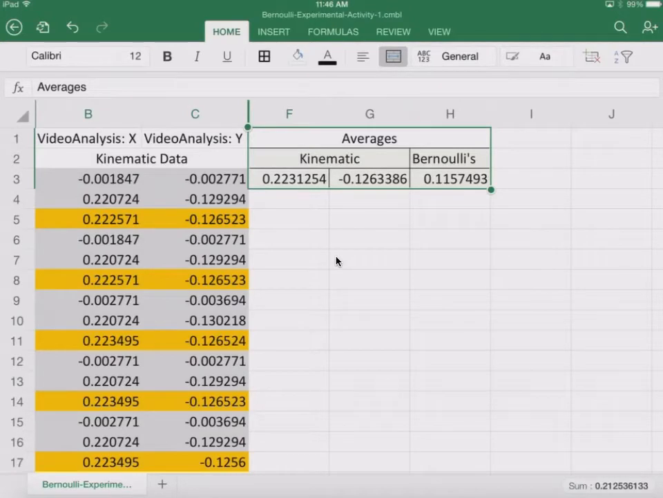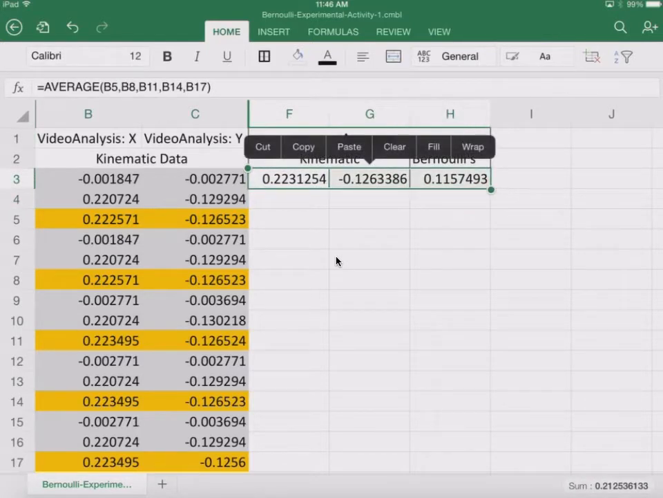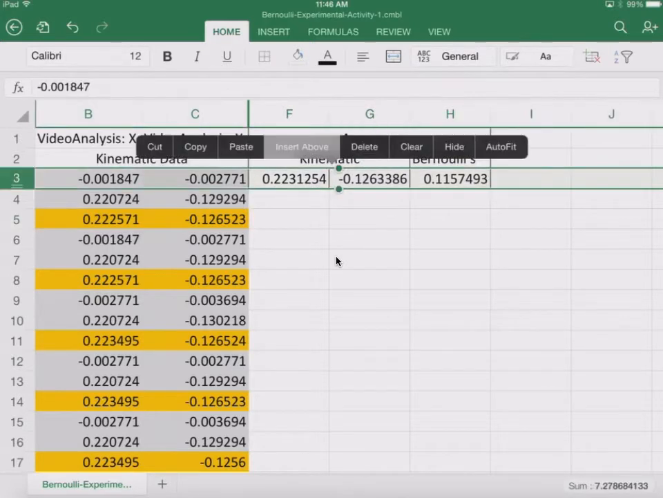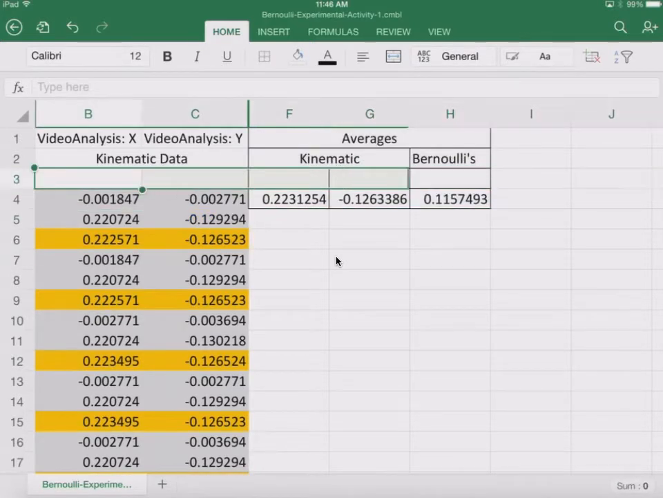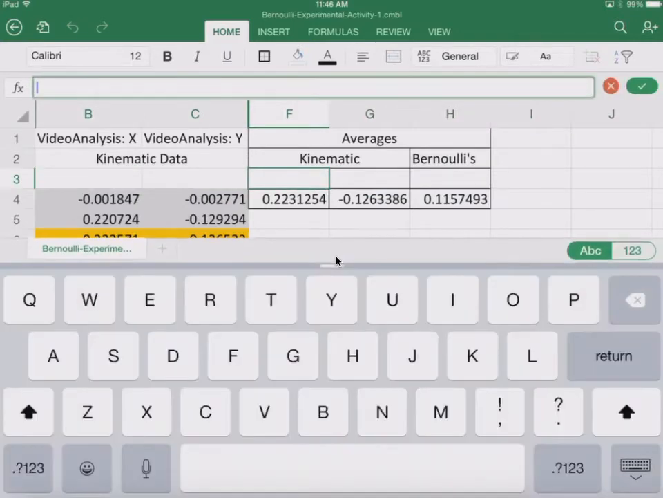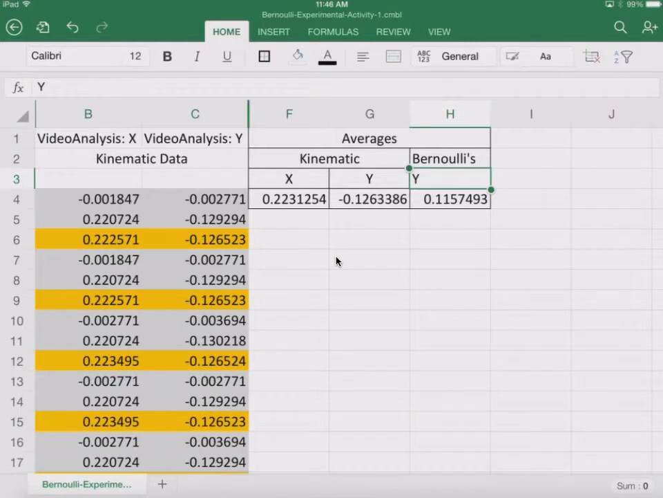So we now have our averages, our kinematic averages and our Bernoulli averages. One thing I do want to do is insert above, since it doesn't look like I can insert like that. We know that this is going to be our X, and this one is our Y, and then we have our Bernoulli Y. Okay, so let me go ahead and center that. So that's what we have.